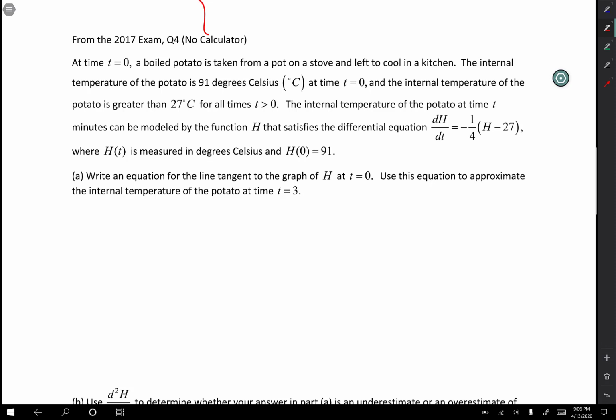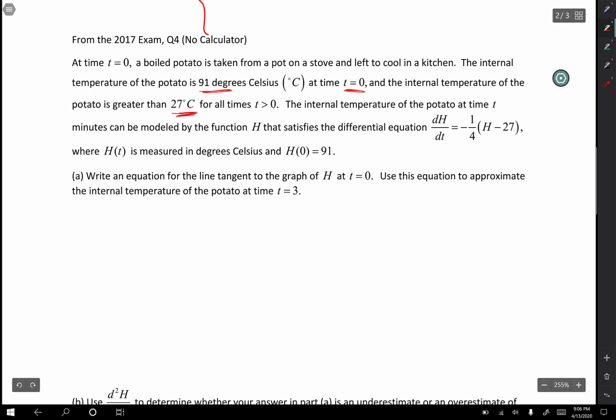At time t equals 0, a boiled potato is taken from a pot on the stove and left to cool in a kitchen. Okay, that sounds like something normal to do. The internal temperature of the potato is 91 degrees Celsius at time 0, and the internal temperature of the potato is greater than 27 degrees Celsius for all times t greater than 0.